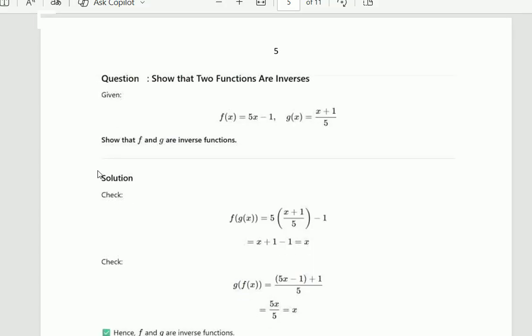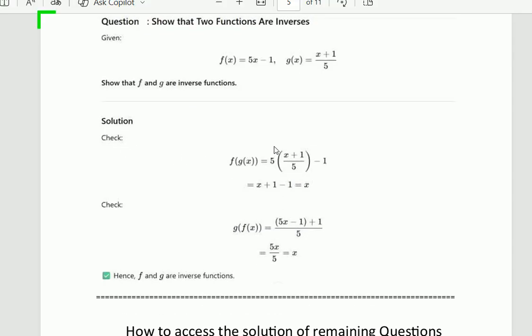For the last one, I show that the two functions are inverse. Now we show that f of x equal to 5x minus 1 and g of x equal to (x plus 1) over 5. Show that f and g are inverse functions. How can we show that these two functions are inverse functions?